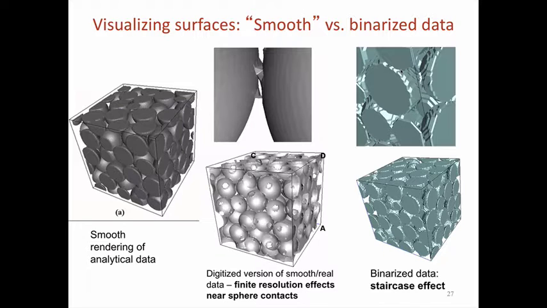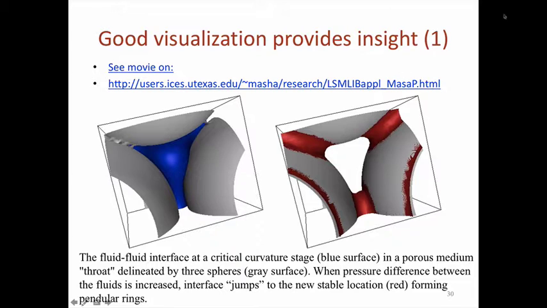So good visualization always provides insight. Let's see whether this movie still works. Oh, okay. If my mouse now moves, it does, okay. So this is 3 spheres. You can see a little bit of resolution. This is just a visualization issue, just a visualization from the scene.